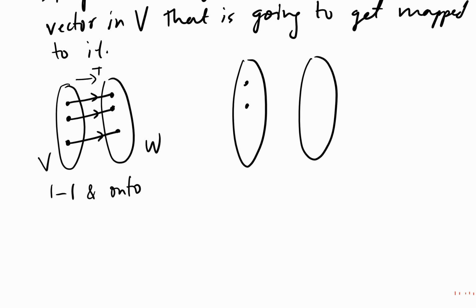Let's say we have 3 here. I don't know, let's say 6. Again, V, W, and T. Say this gets mapped to this. This gets mapped to this. This gets mapped to this. Is this one-to-one? Well, the answer is yes. Every element in V gets mapped to a distinct element in W. So this is one-to-one.